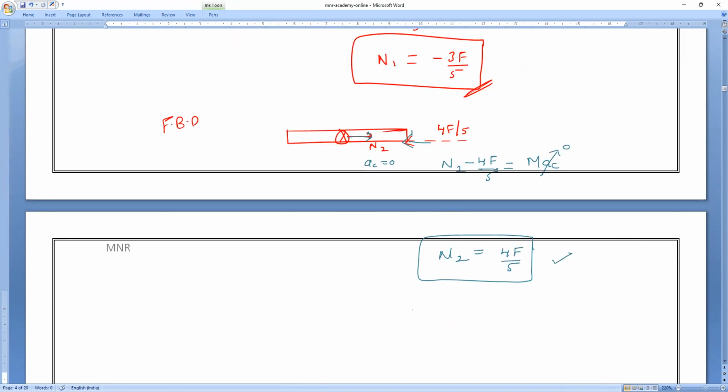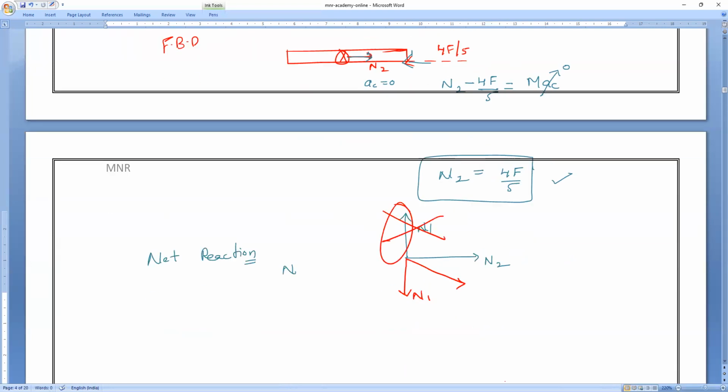Now we have to find the reaction force, that is the net resultant force. So what is the net reaction force formula? We all know. See, N1 is acting upward and N2 is acting downwards. Also see, is N1 negative or positive? Negative. Negative means this arrow is upward or downward? Downward. So the resultant force will act here.